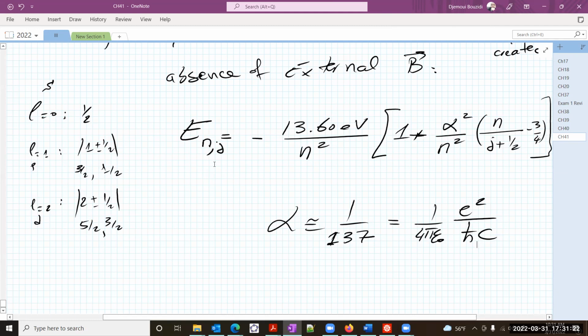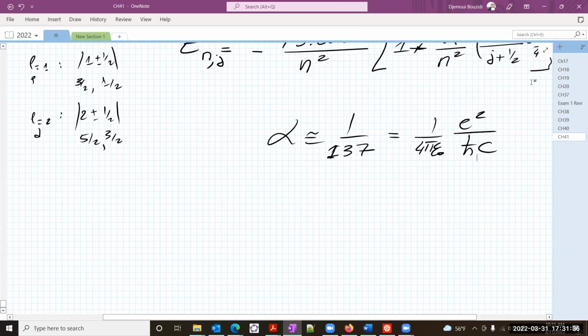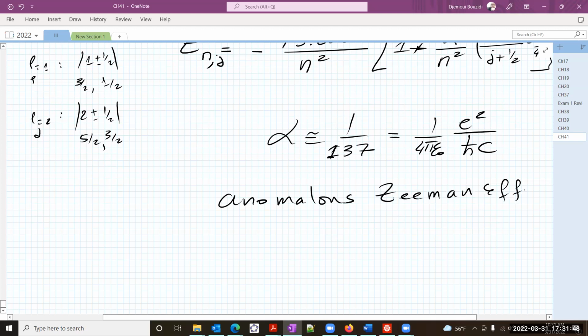So the actual value of the energy: when we said it did not depend on J, it does. And when we said it does not depend on L, it really does. L and S, they're combinations. So when we do the spectral lines now, we really have to take this into account. And this is where the anomalous Zeeman effect is coming from. This is called the fine structure. First of all, this is the fine structure constant.